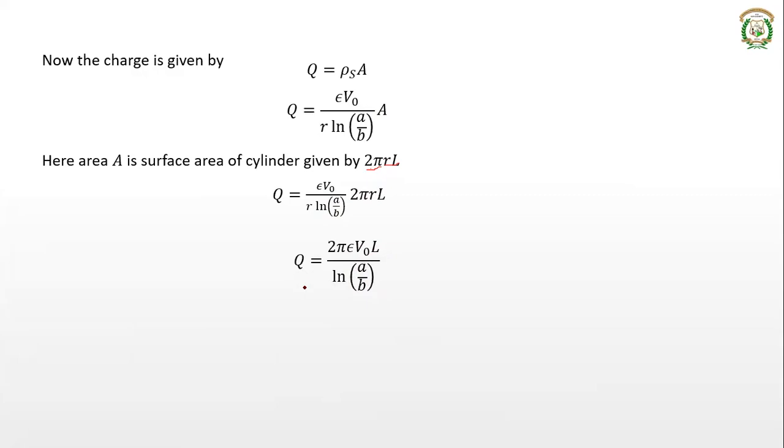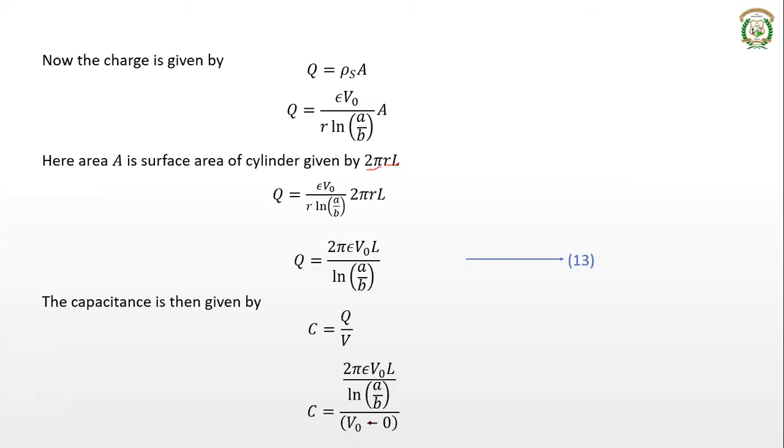Okay, this is the charge. Once you get the charge, you can find the capacitance by the equation charge divided by potential. That is Q divided by V. C is equal to Q divided by V. This is Q. And what is V? V is the potential difference between the two coaxial cables.